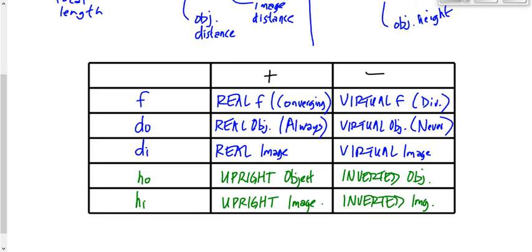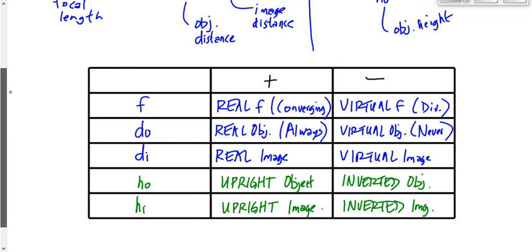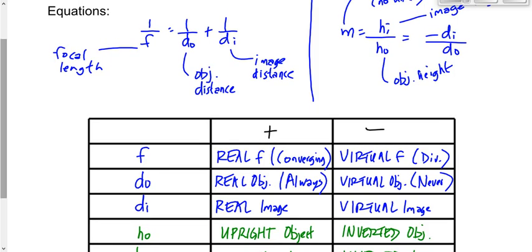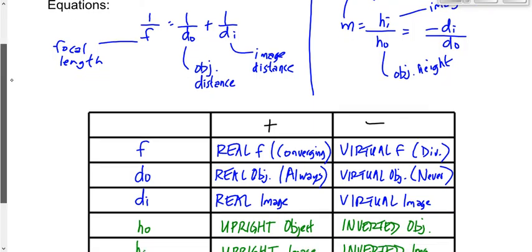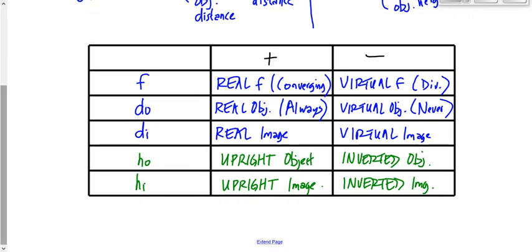So you're talking about f, Do, and Di. In other words, if you're talking about anything in this first equation here, then the sign convention is based on real or virtual. If you're talking about Hi or Ho, then the sign convention is based on whether it's right side up or upside down.